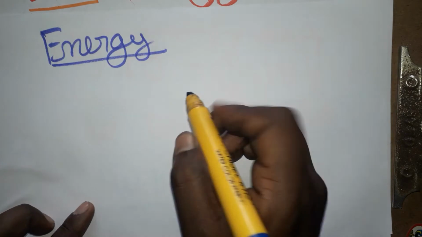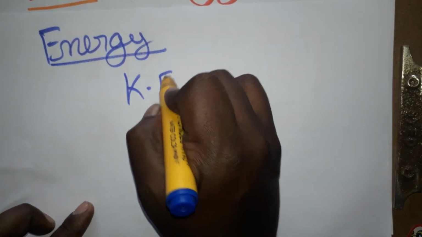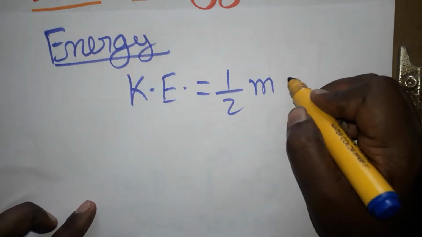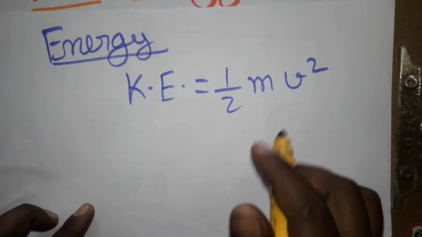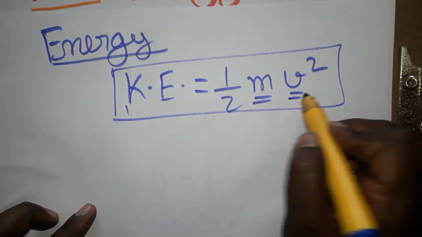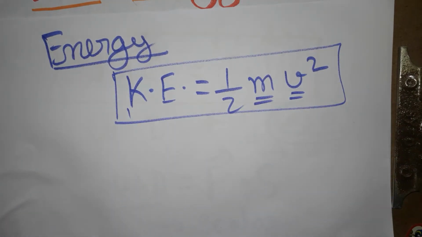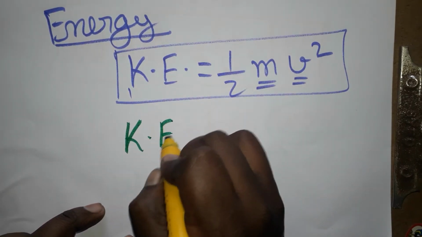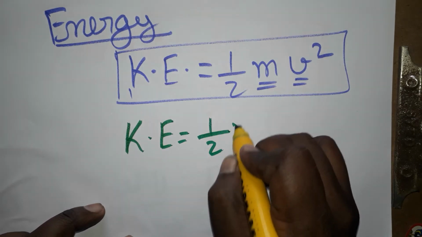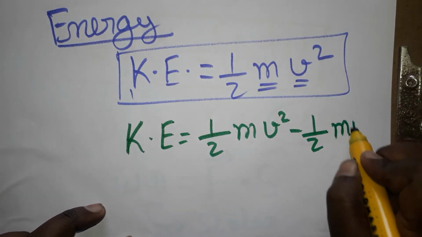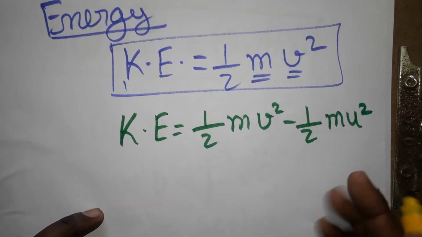One is kinetic energy, another one is potential energy. Kinetic energy, we can take as half m v square. So the formula for the kinetic energy is half m v square. m is the mass, v is the velocity. In some cases initial and final velocity will also be there. In that case you can write kinetic energy is equal to half m v square minus half m u square.